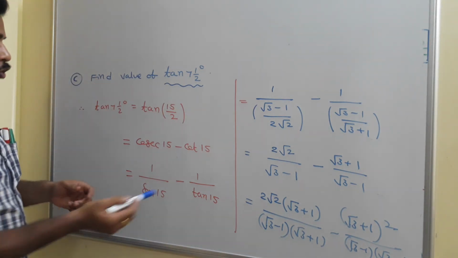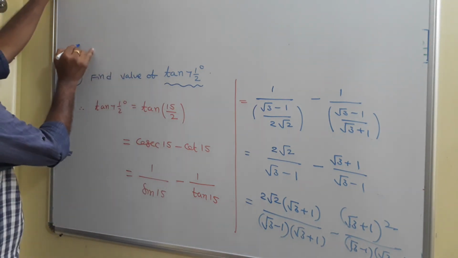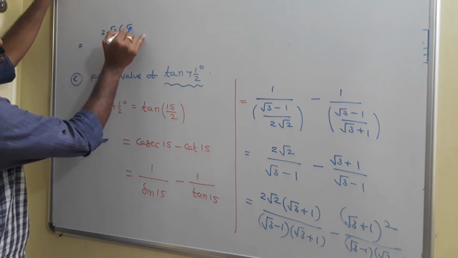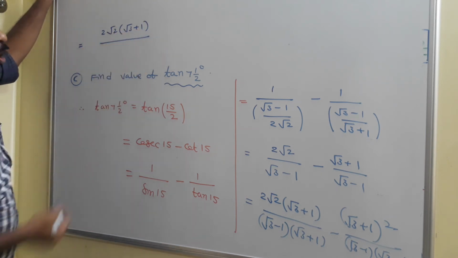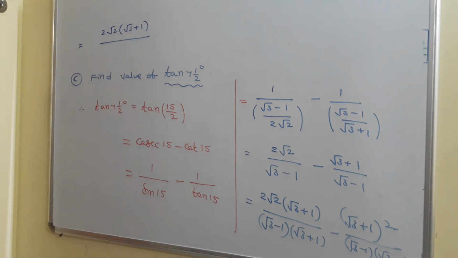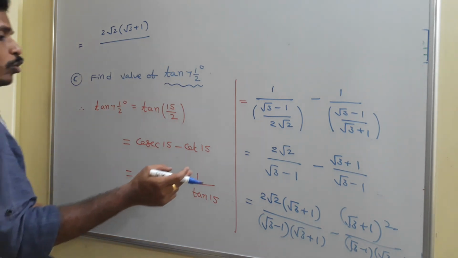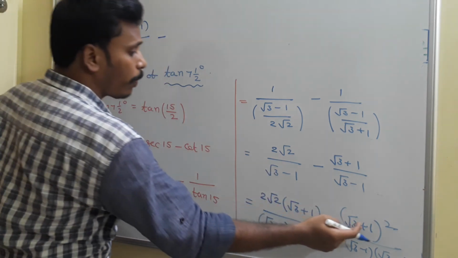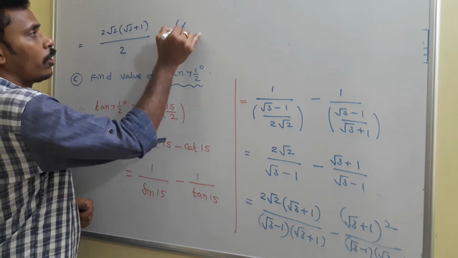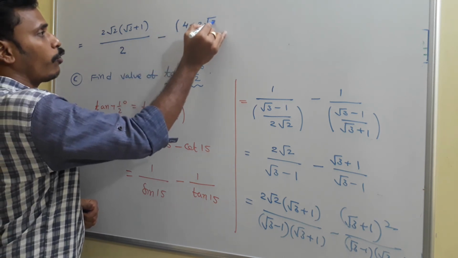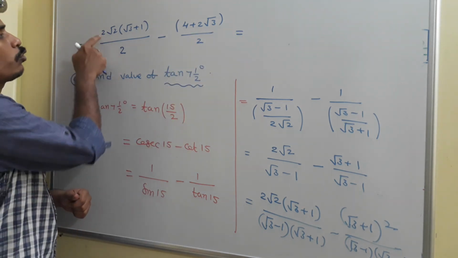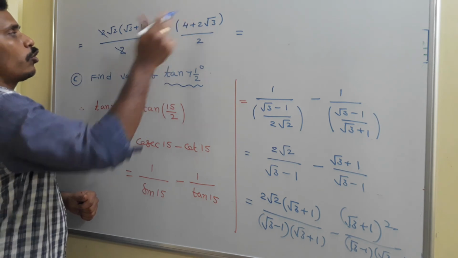From there I will continue here. This is equals to 2 root 2 times root 3 plus 1 divided by root 3 minus 1 into root 3 plus 1. a minus b into a plus b is just a square minus b square, and that root 3 minus 1 into root 3 plus 1 is 2. Minus, and root 3 plus 1 whole square is just nothing but 4 plus 2 root 3, divided by 2. And that is equals to, here 2 you can cancel it. Here also 2 you can cancel.